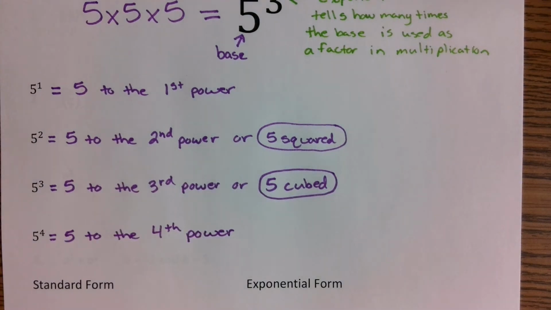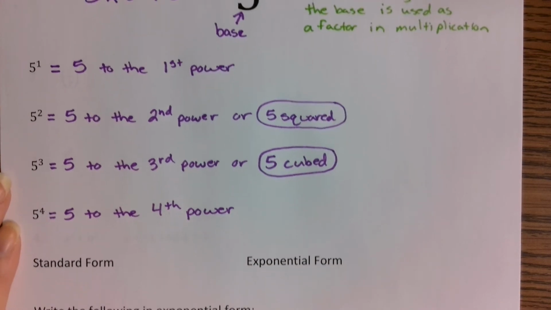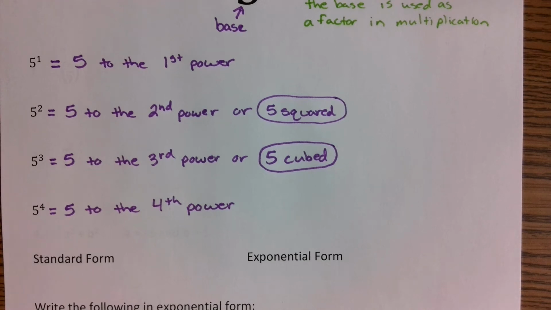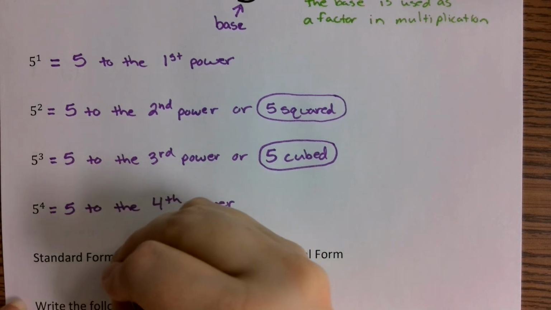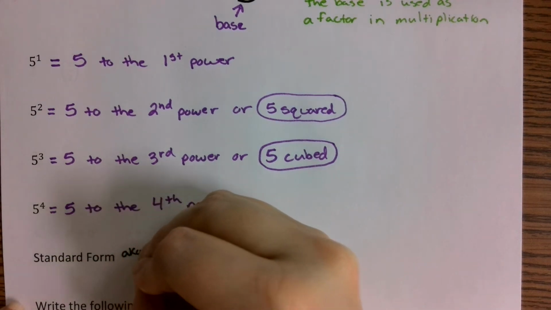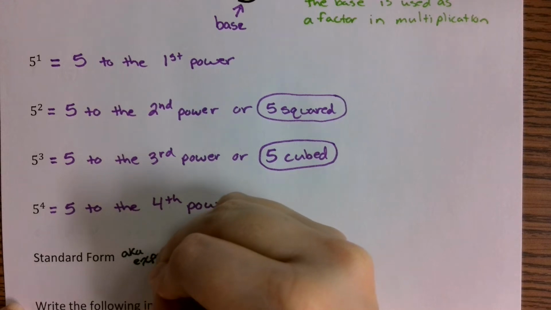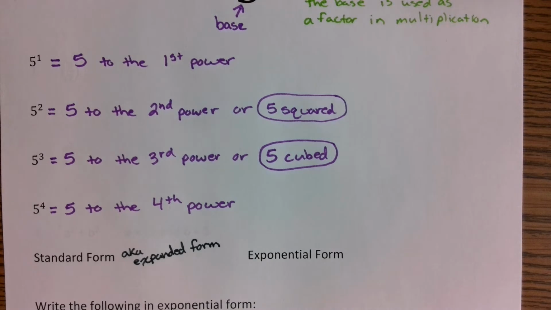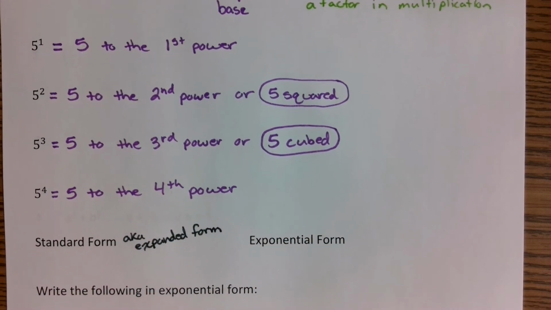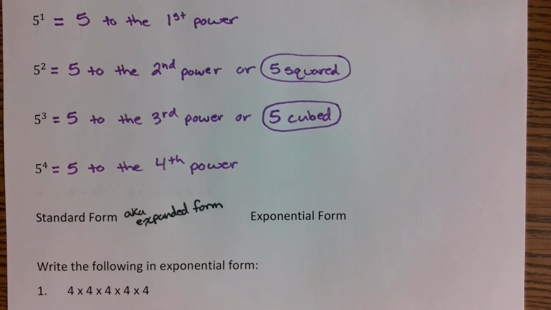Okay, and we've got 2 ways that you can write these problems out. You can write in what's called standard or expanded form. So actually I'm going to even write that down. Standard form is also known as, so we'll say AKA, expanded form. And then you've got what's called exponential form. Exponential form is when you simplify it where it is a single base and a single power to that base.